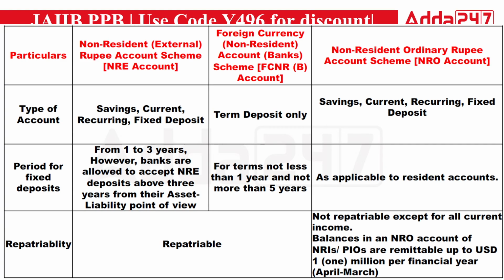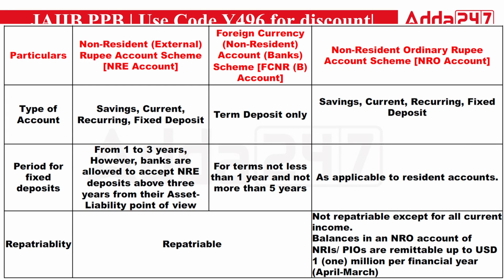Repatriability: NRE account and FCNR account are repatriable. It means you can transfer the money back abroad. But in case of NRO, it is non-repatriable except for current income. Balances in the NRO account of NRIs and PIOs are remittable up to $1 million per financial year.